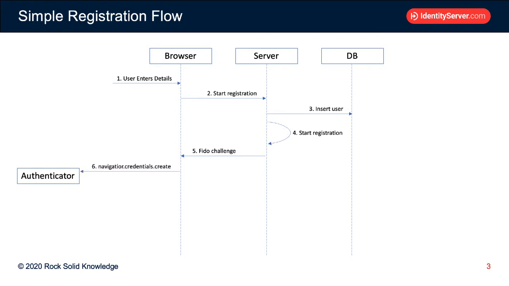The browser then calls an API called navigator.credentials.create. And this calls something called the authenticator, and this interacts with the Fido device. If that interaction is correct, we'll get back some public key credentials. We send those credentials back to the server, and the server will then finish the registration and insert those credentials into the database. This looks a little more complex than it is. So let's see how we do this in code.